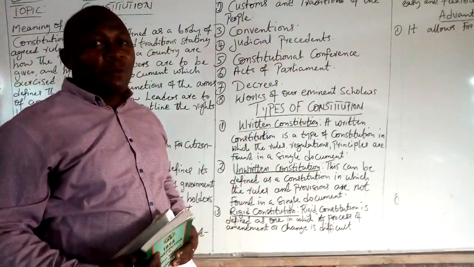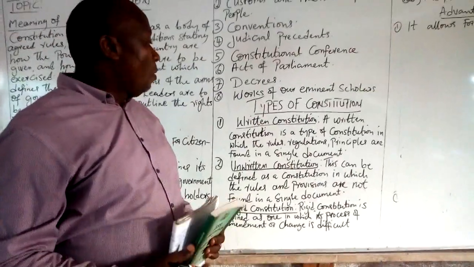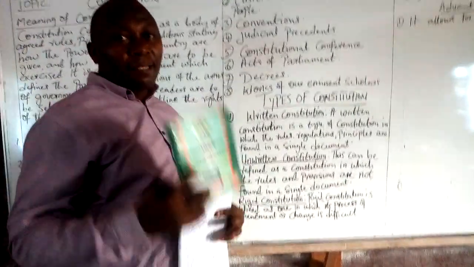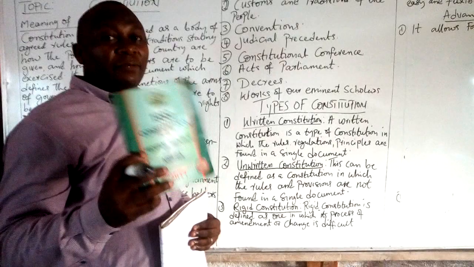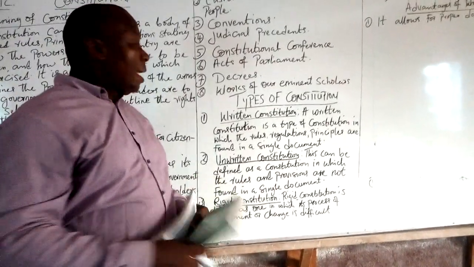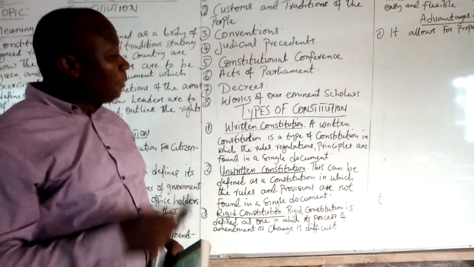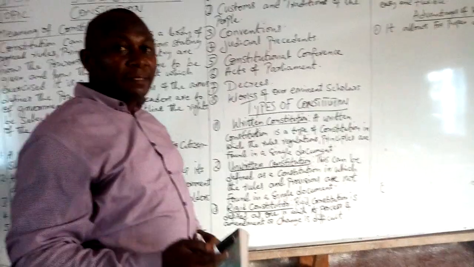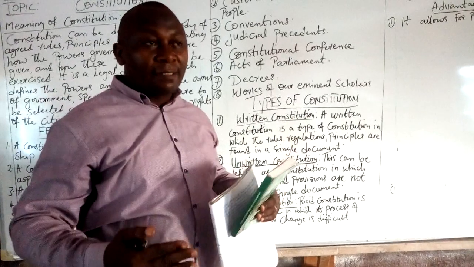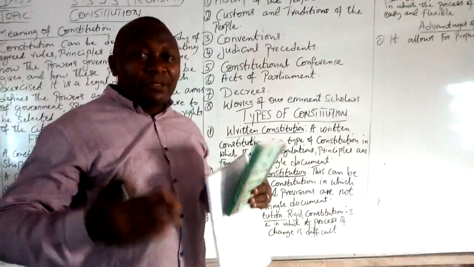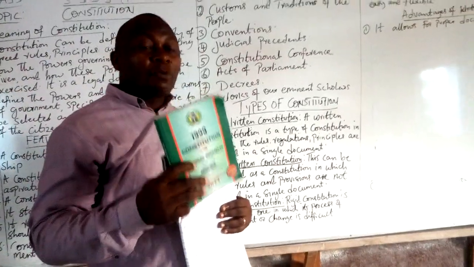Types of constitution. We have many types of constitution adopted by different countries. For instance, in Nigeria, we have adopted a written constitution and a rigid constitution. Our constitution is written, and that makes it rigid. Now, what is a written constitution? A written constitution is a type of constitution in which the rules, regulations, and principles are found in a single document, which means the code of conduct, how we should elect our leaders, how they should be removed, and the rights of the citizens are all enshrined in this constitution. It is written. It's not verbal. That's why it is a written constitution.